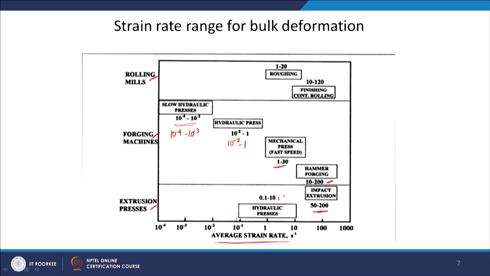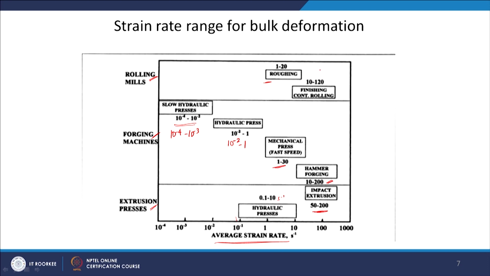So, again, a very wide range of forging strain rates. Then there is rolling. There are usually two rolling operations. One is what we call roughing, where the strain rate is in the range of 1 to 20. And then there is finish rolling, in which case the strain rate is around 10 to 120.